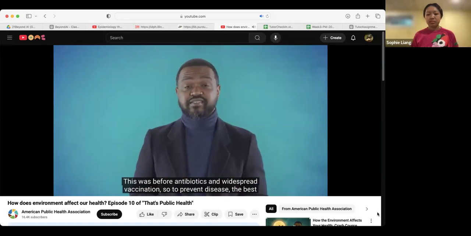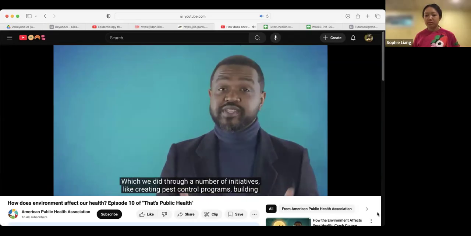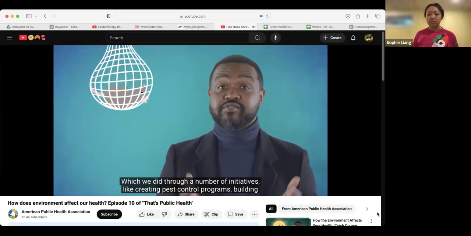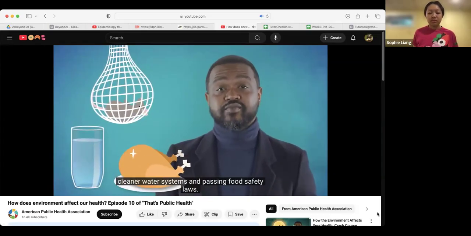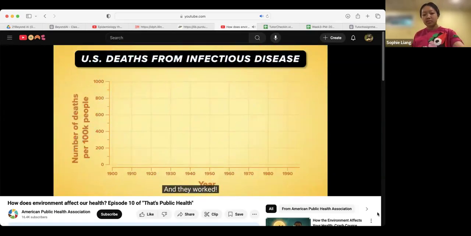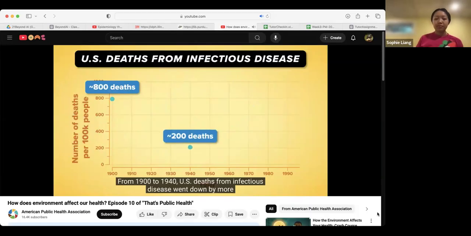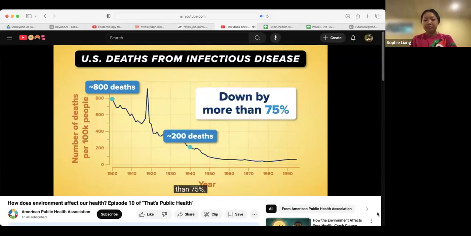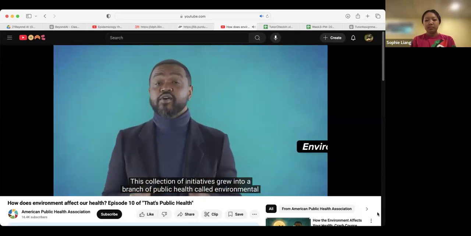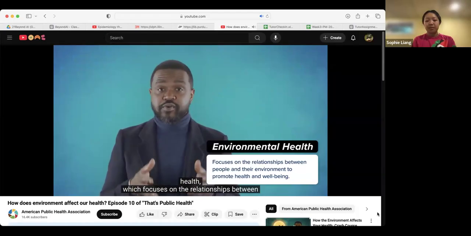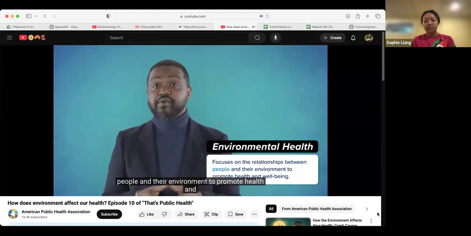So to prevent disease, the best strategy to tackle these issues was to change the environment, which we did through a number of initiatives, like creating pest control programs, building cleaner water systems, and passing food safety laws. And they worked. From 1900 to 1940, US deaths from infectious disease went down by more than 75%. This collection of initiatives grew into a branch of public health called environmental health, which focuses on the relationships between people and their environments to promote health and well-being.